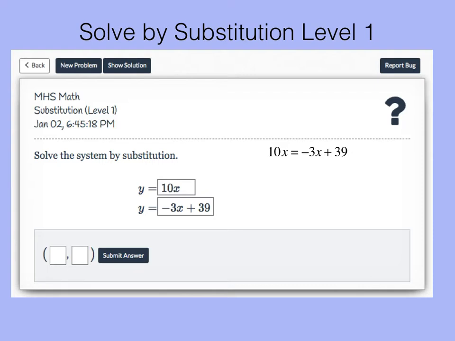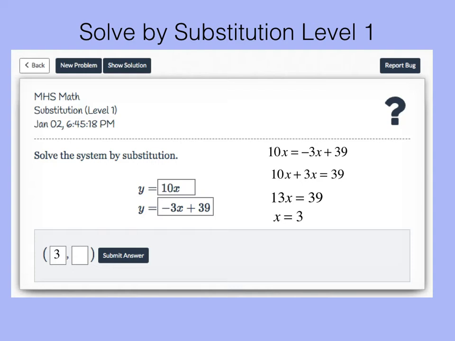Now let's add 3x to both sides and rewrite the equation. Let's combine like terms. 10x plus 3x is 13x equals 39. And so when we divide both sides by 13, we get that x equals 3. So that is the x-coordinate of the solution. If I were to graph these two lines, they would intersect at a point, and the x-coordinate of that point is 3. Now to get the y-coordinate of that point, I can substitute this value of x into either equation.